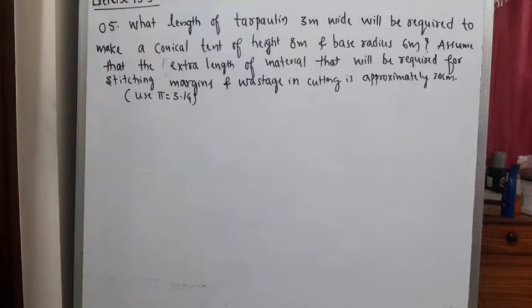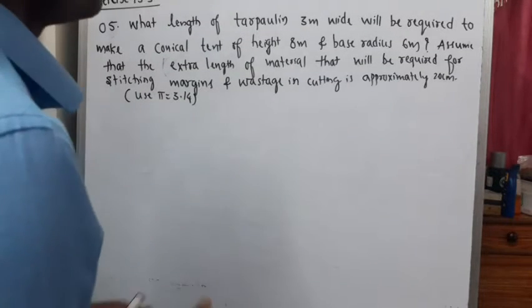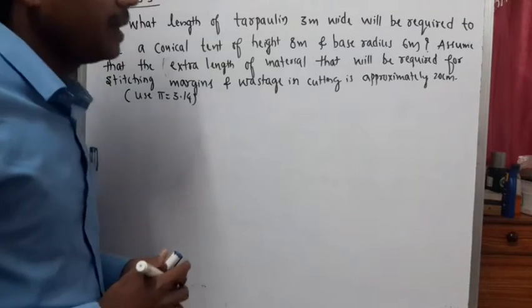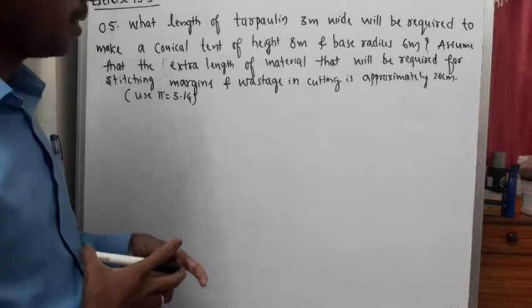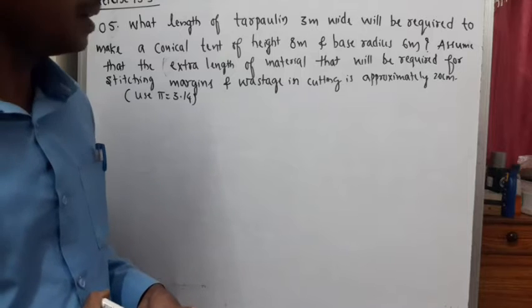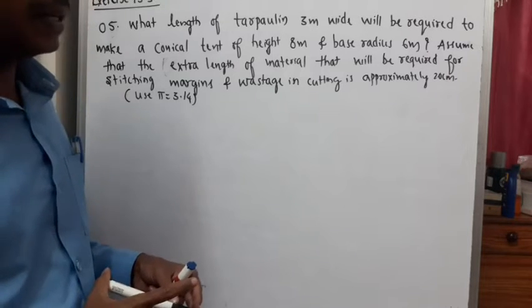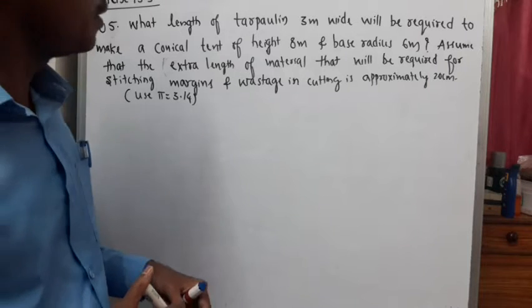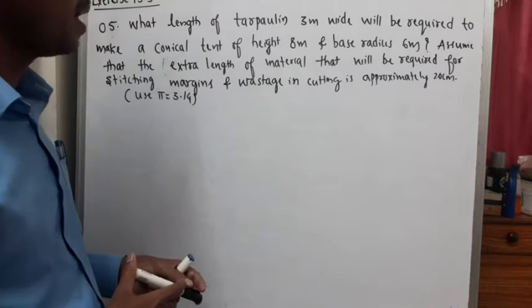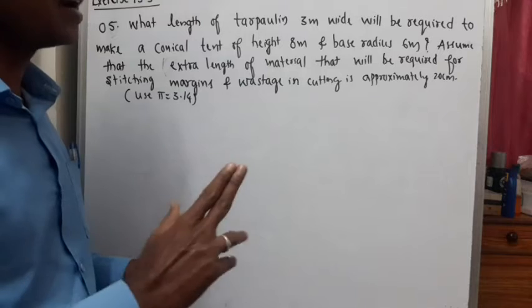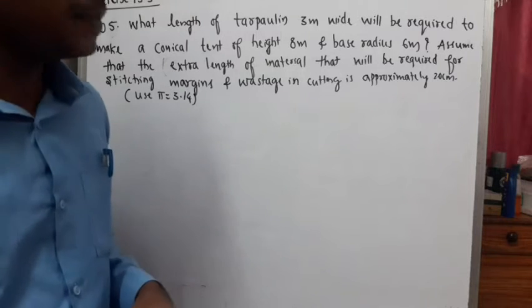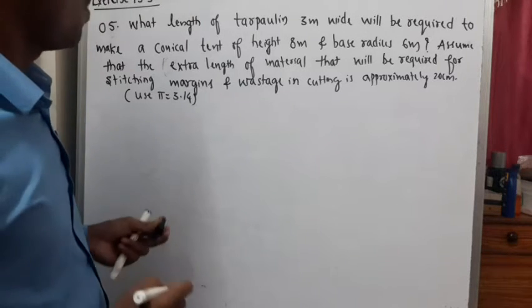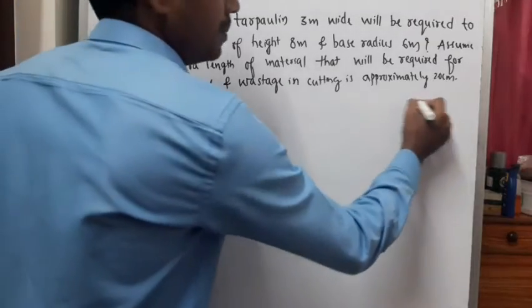So fifth question: what length of tarpaulin 3 meter wide will be required to make a conical tent of height 8 meter and base radius 6 meter? Assume that the extra length of the material that will be required for stitching margins and wastage in cutting is approximately 20 centimeters.